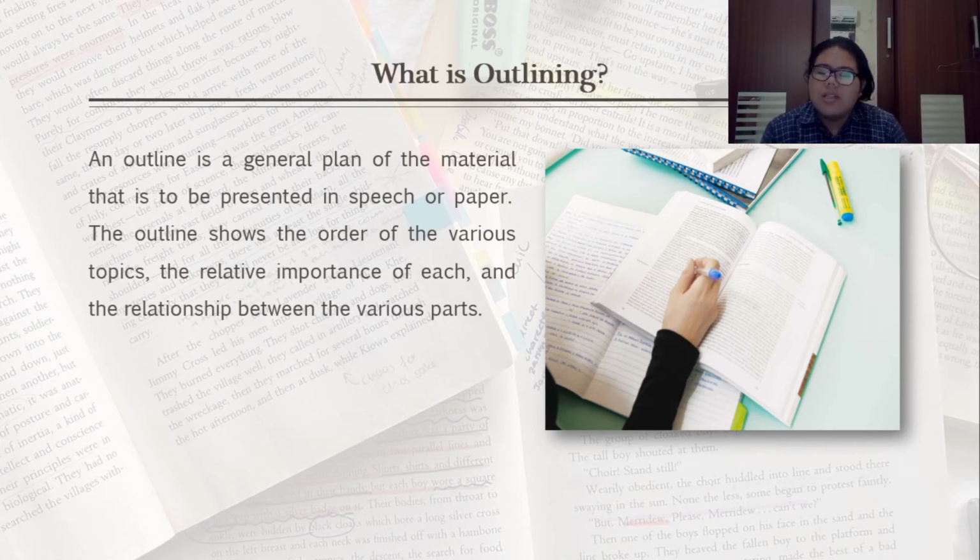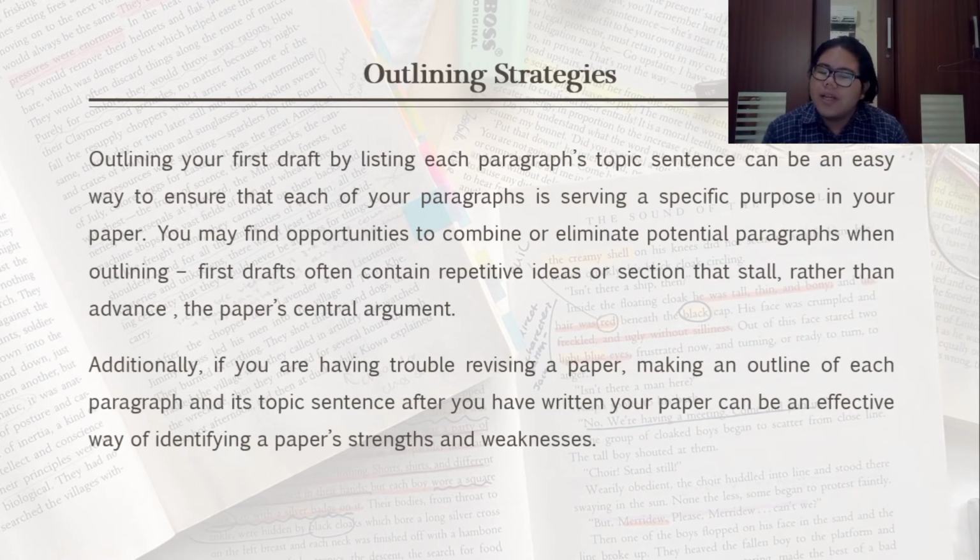What is outlining? An outline is a general plan of the material that is presented in a speech or paper. The outline shows the order of the various topics, the relative importance of each, and the relationship between the various parts. Here are some outlining strategies. Outlining your first draft by listing each paragraph's topic sentence can be an easy way to ensure that each of your paragraphs is serving a specific purpose in your paper. You may find opportunities to combine or eliminate potential paragraphs when you're outlining. First drafts often contain repetitive ideas or sections that stall, rather than advance, the paper's central argument. Additionally, if you are having trouble revising a paper, making an outline of each paragraph and its topic sentence after you have written your paper can be an effective way of identifying a paper's strengths and weaknesses.